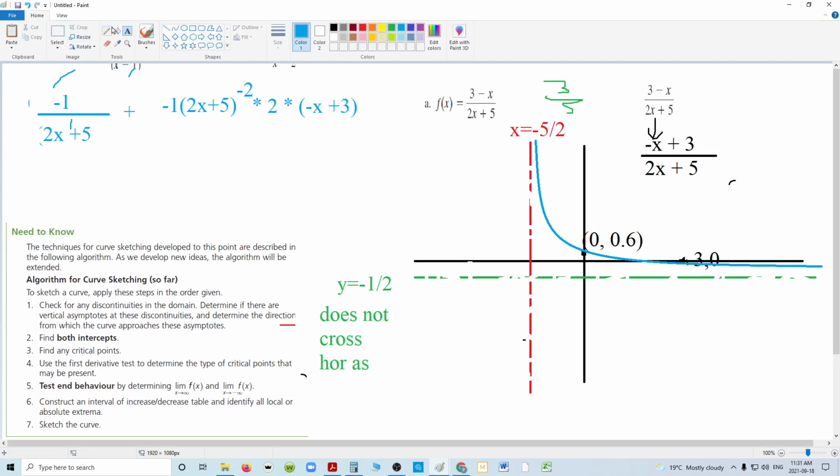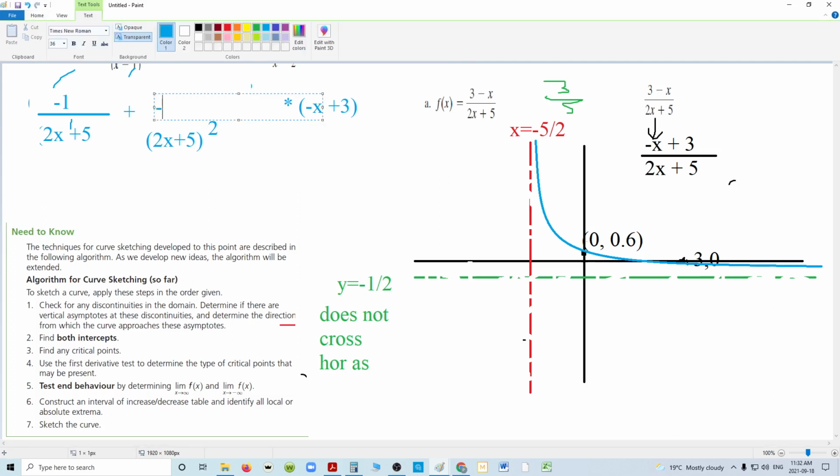What does this part become? This simply goes down to the numerator as a square. That's what the minus 2 does. So I can get rid of it and just multiply out my numerators now. Minus 1 times 2 becomes minus 2.